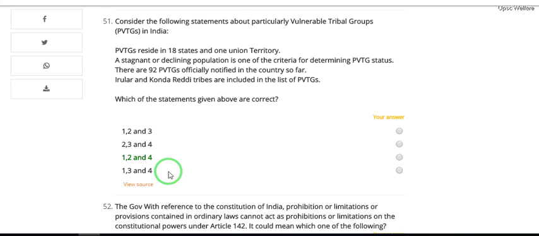determining PVTG status. As we know, PVTG means Particularly Vulnerable Tribal Group, so yes, it's also correct. The third one says 92 PVTGs are officially notified in other countries so far. So it's going to be incorrect. And the fourth one: yes, Irula, Konda Reddy tribes are included in the list of Particularly Vulnerable Tribal Groups. So 1, 2 and 4 are going to be correct here.